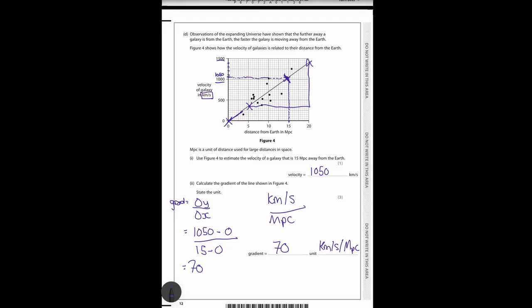That's fine. I'm going to get the answer for that, or I can write it like this if I want to make it look a little bit nicer. That would be okay. You might want to say kilometers s to the minus 1, megaparsec to the minus 1. Both of those would be perfectly fine as well.